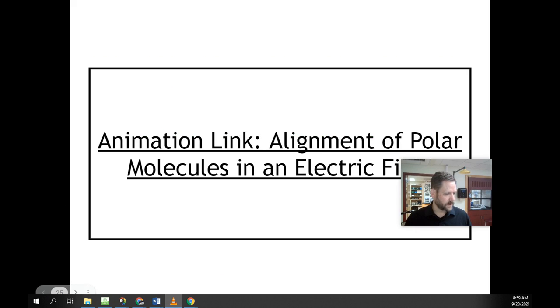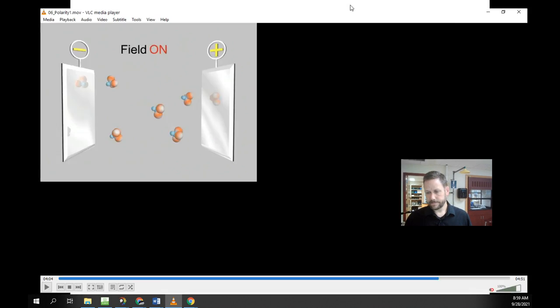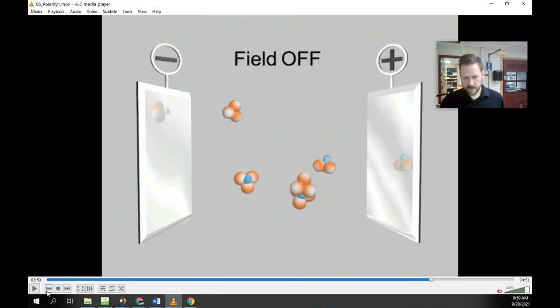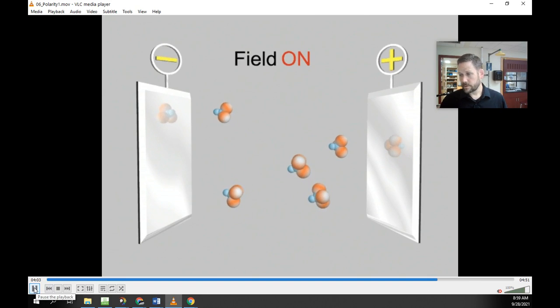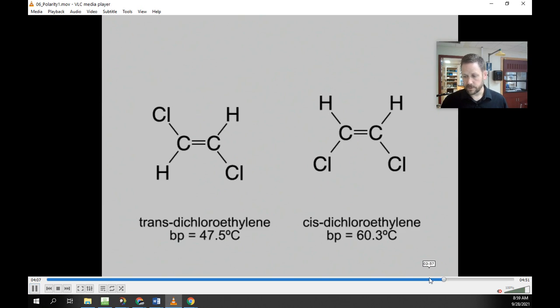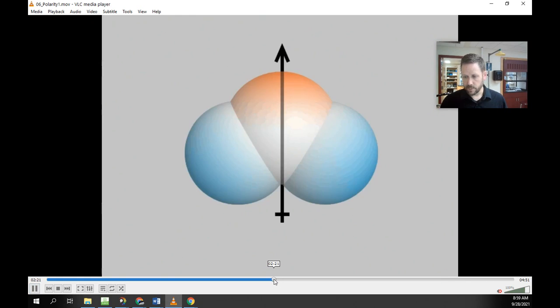The reason I opened this other video was because I wanted to briefly remind you what it looks like when a polar molecule is in an electric field. And this might be a good part of the video to start. You can see with the field off, the molecules are oriented in random directions, but with the electric field on, they orient in a particular direction.